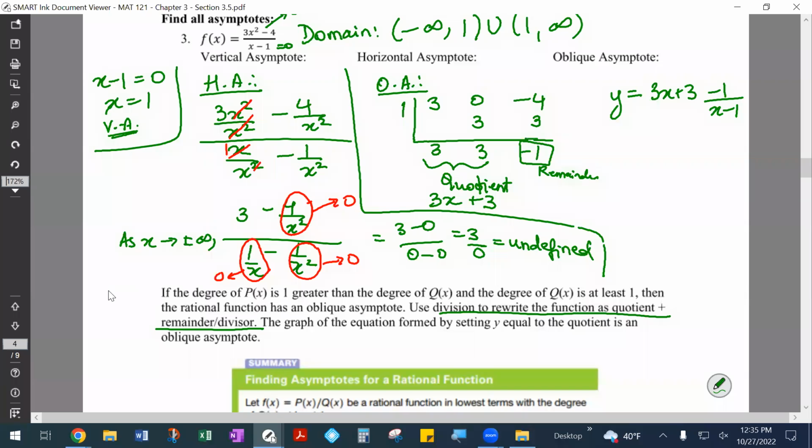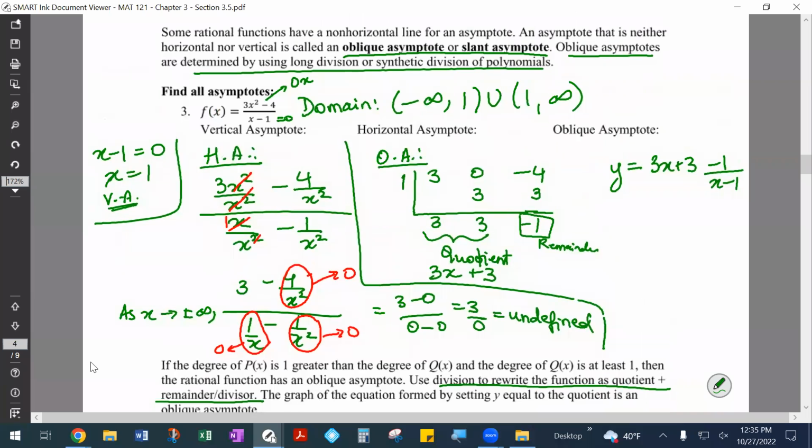How did you get x minus 1 at the bottom and the negative 1? Because that's my divisor, that's what I divided by. Oh, no. So from the original denominator.